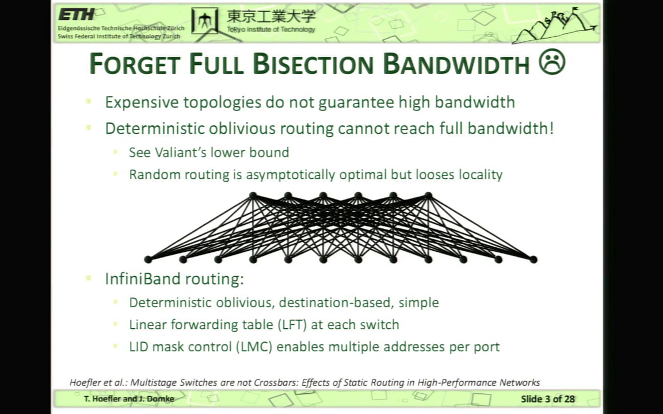Now we have to work within the InfiniBand limits, which is really deterministic, oblivious, destination-based, very simple routing. It works more or less like a large routing table in an Ethernet switch. We have a linear forwarding table at each switch, which tells me the output port for every single destination, not for every packet. And then we have LID mask control, but that's not too relevant here.